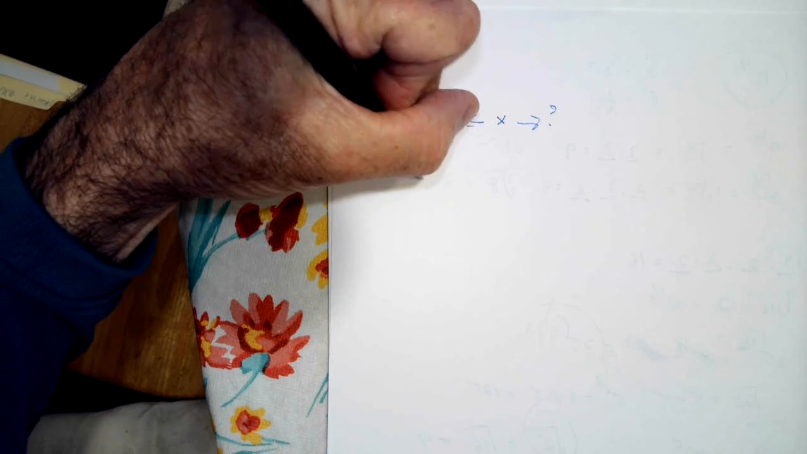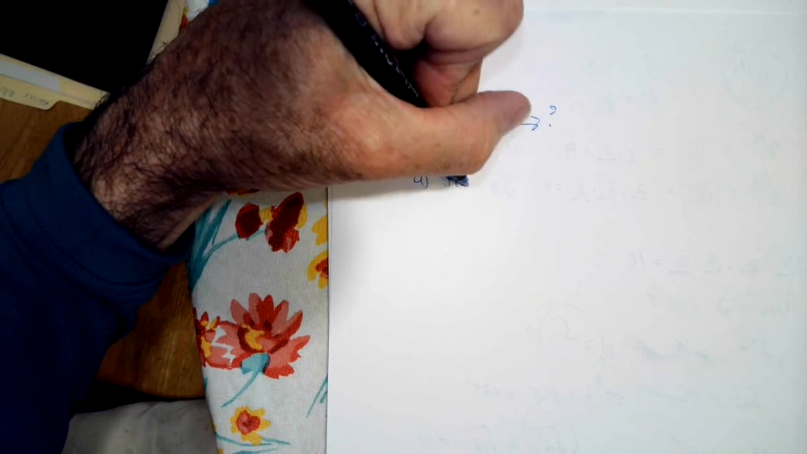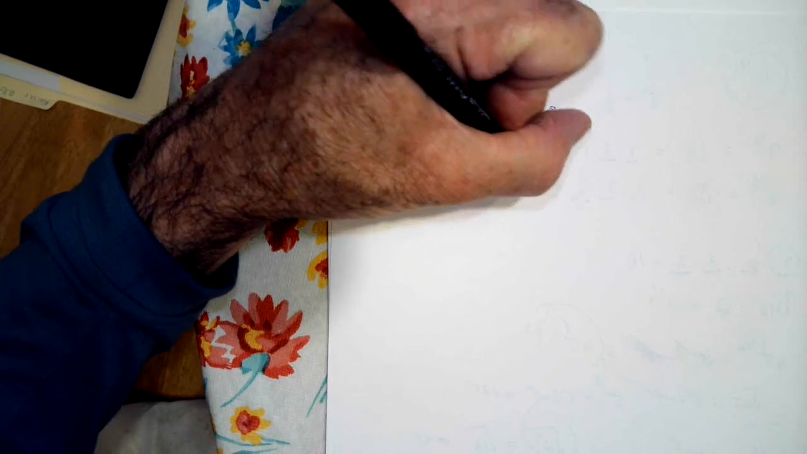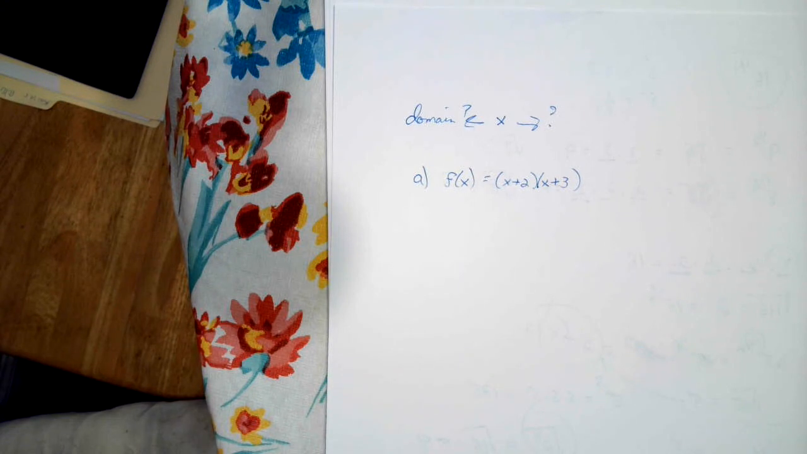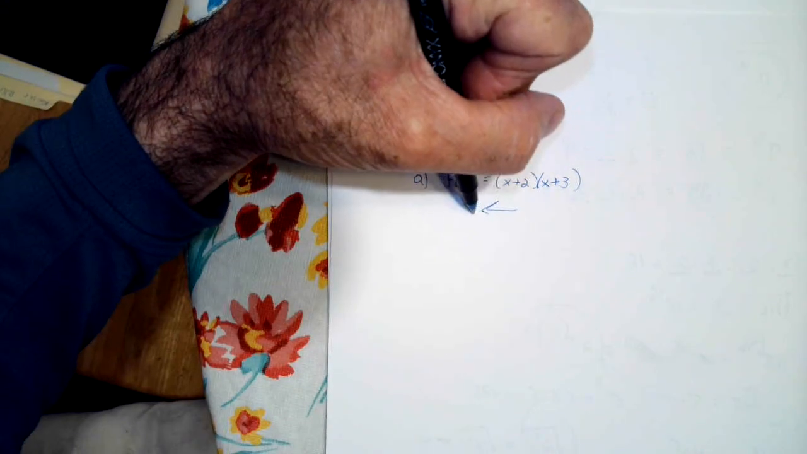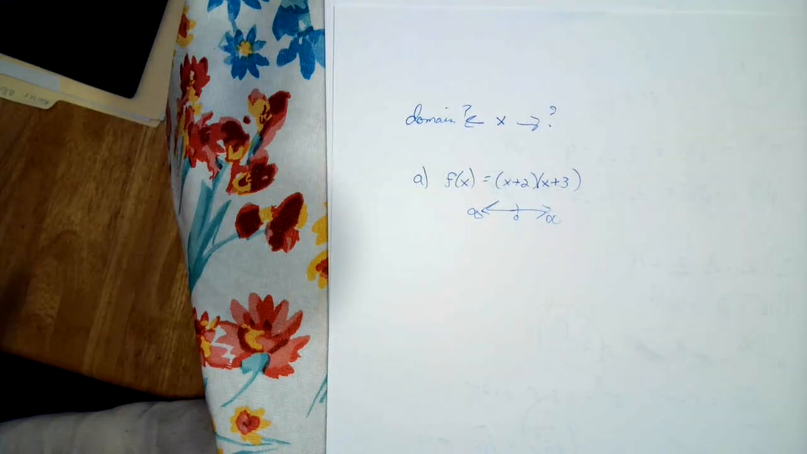So you have one here, problem A, where it says, okay, here's a formula with x's in it, and it goes from x plus 2 times x plus 3. Is there any limitation on where you put x's? And the answer is no. It goes from negative infinity to positive infinity, 0 in the middle. That's the domain.